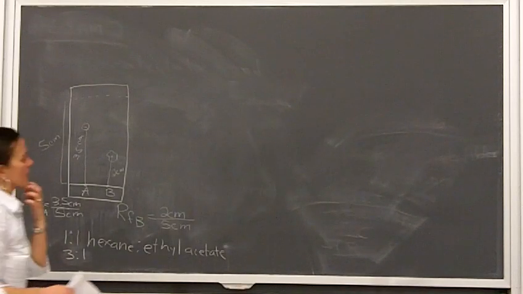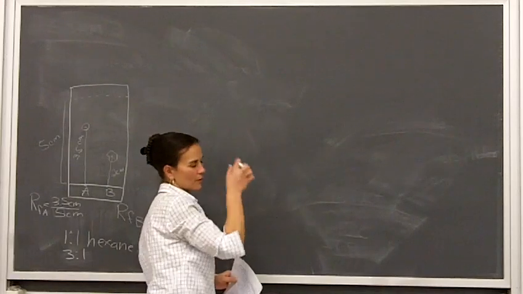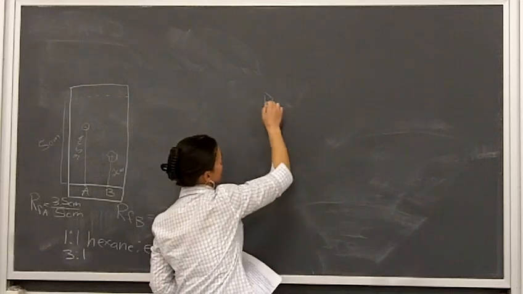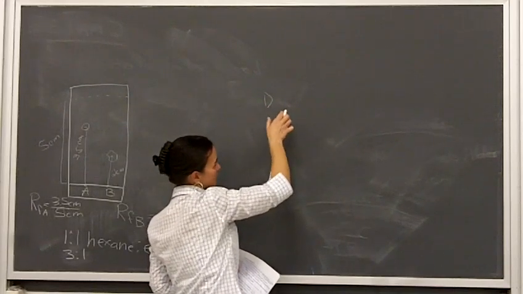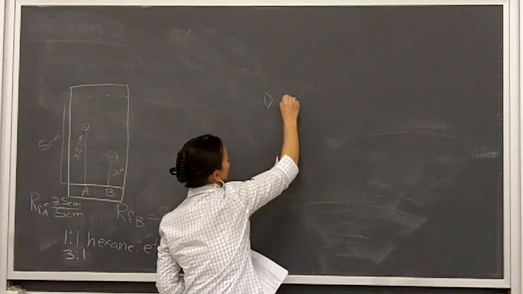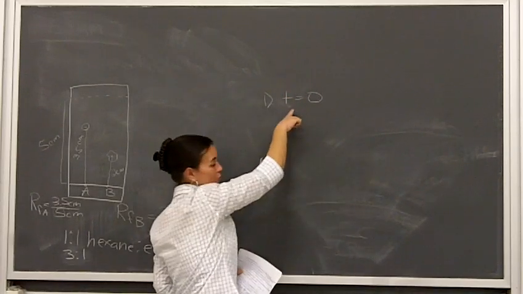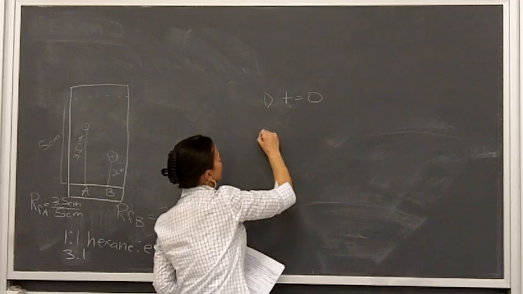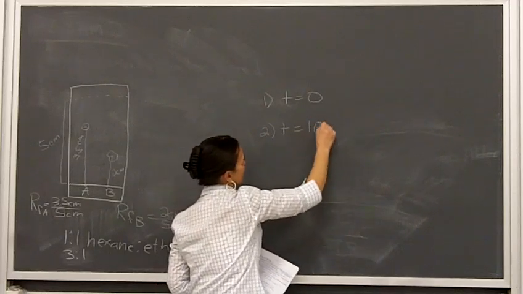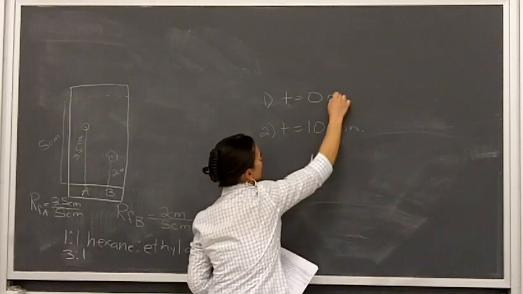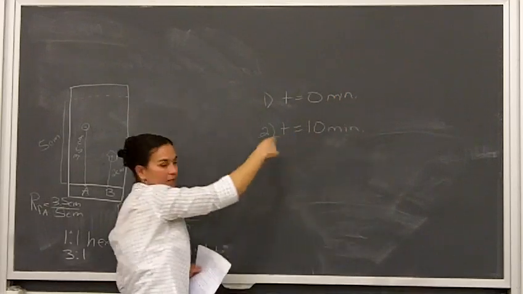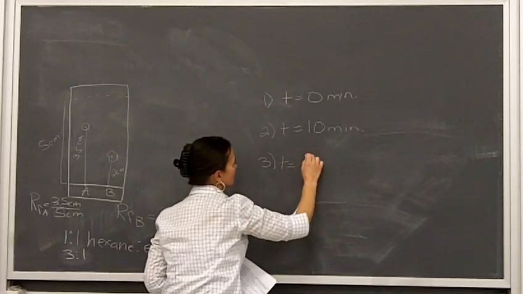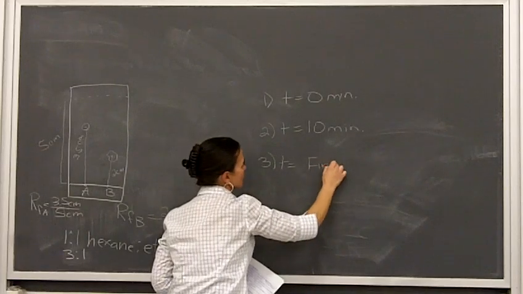Now for this week, your instructor may give you more spots to develop, but there's at least 3 times you're going to look at TLC of what's going on. You're going to spot your reaction at time 0, right when the cyclopentadiene is added to your reaction. You're going to spot it at time equals 10 minutes, after the 10-minute reflux. And then you're also going to spot it when you have your final product.